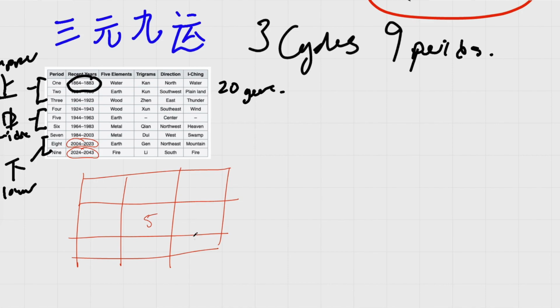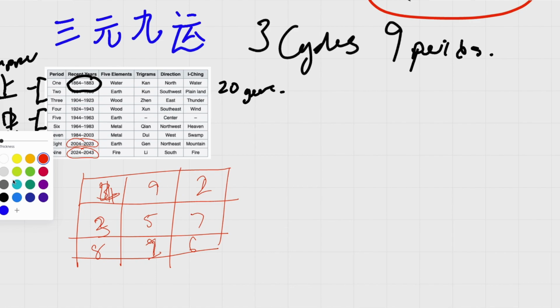This is the natal position of the Luo Shu chart. So this is how it comes by. To look at it, period 1 is here, Kan, is 1 white.